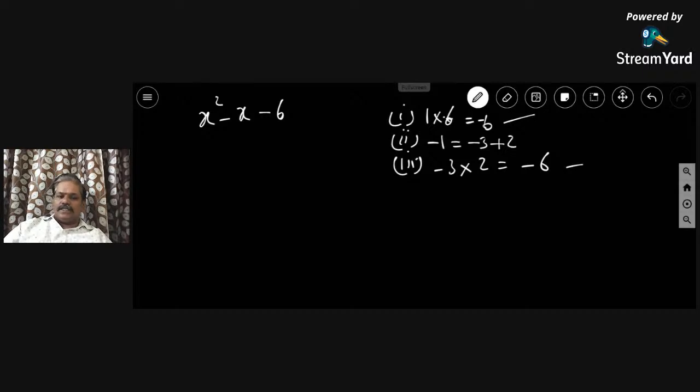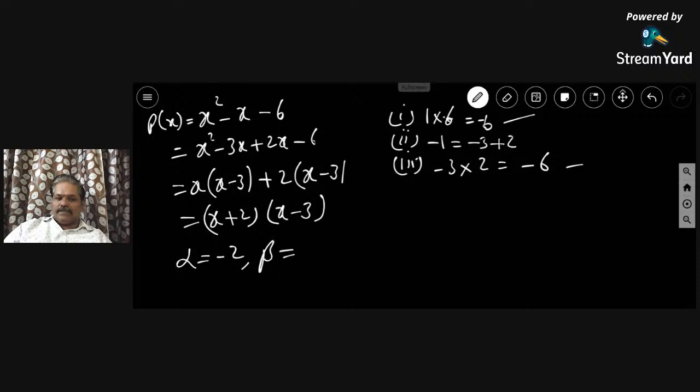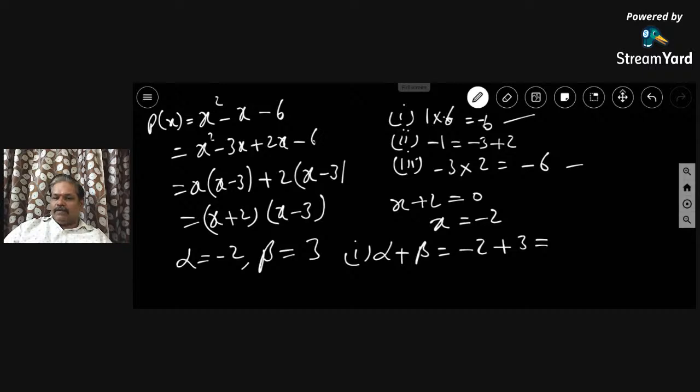Again, the first and third conditions are satisfied. So this p of x can be written as x square minus 3x plus 2x minus 6. Taking x common, x minus 3, plus 2, x minus 3. That is x plus 2 into x minus 3. That means alpha is minus 2 and beta is 3, because x plus 2 equal to 0 gives x is equal to minus 2. So alpha plus beta, substituting the values, minus 2 plus 3 will become 1. And second, alpha into beta, minus 2 into 3, that is minus 6.